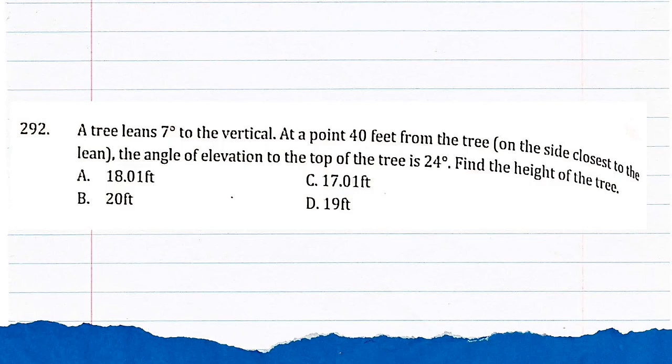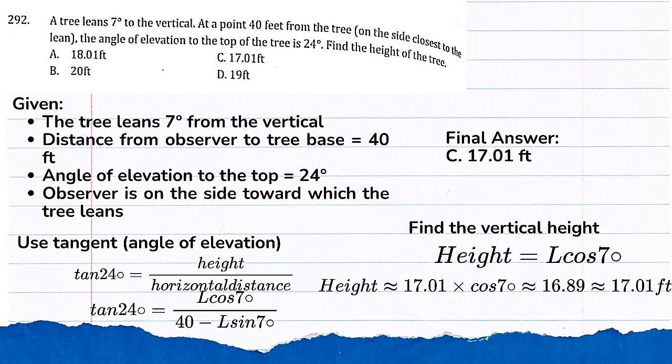Let's proceed with question 292. A tree leans 7 degrees to the vertical. At a point 40 feet from the tree, on the side closest to the lean, the angle of elevation to the top of the tree is 24 degrees. Find the height of the tree. A. 18.01 feet, B. 20 feet, C. 17.01 feet, or letter D. 19 feet. To solve, first, visualize the situation.